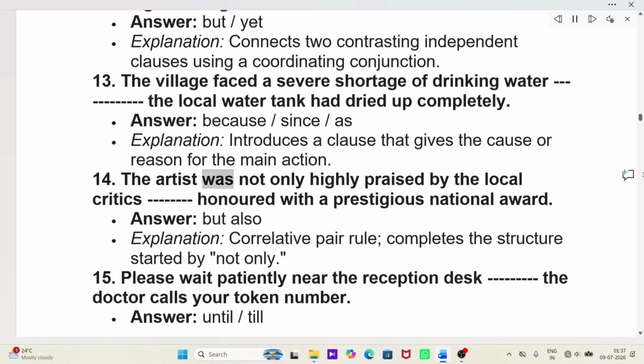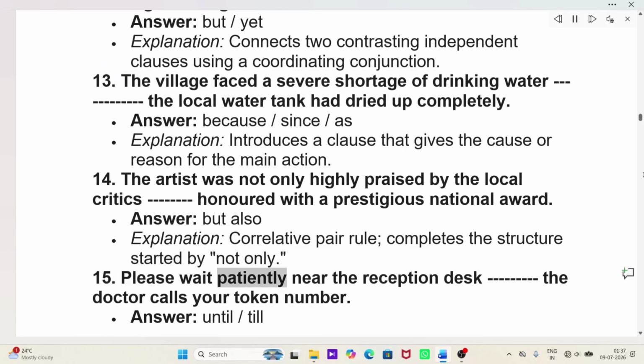14. The artist was not only highly praised by the local critics, honored with a prestigious national award. Answer: but also. Explanation: correlative pair rule, completes the structure started by not only.